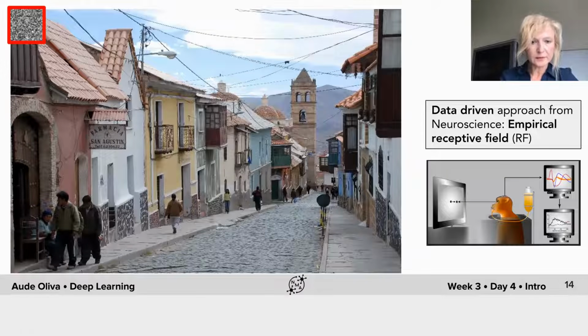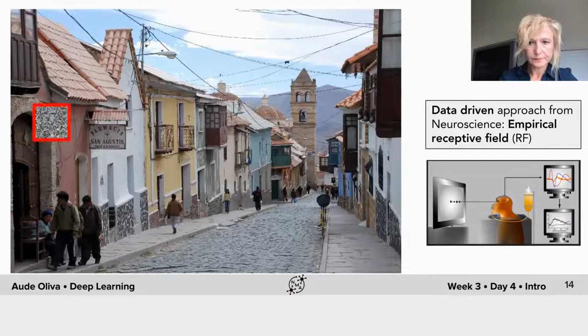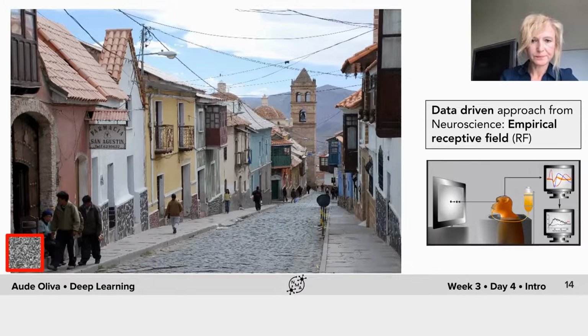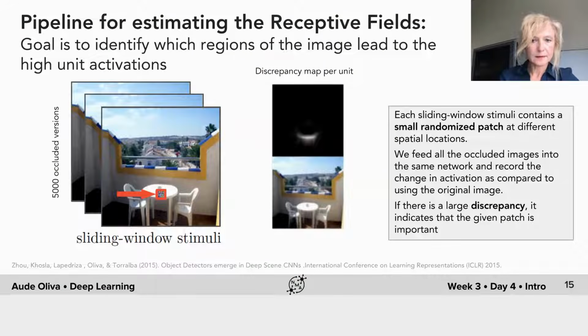So here is our method. We apply a random patch to all regions of an image, a sliding window that hides a part of the image, one little window at a time. Here is our pipeline for estimating the receptive field of each unit of the network. Remember, the goal is to identify which region of an image leads to high unit activation in our network.